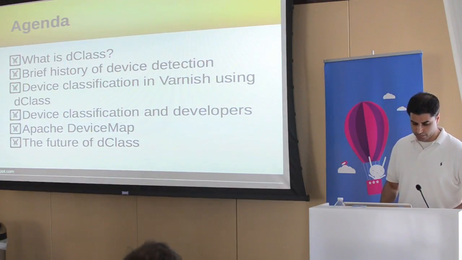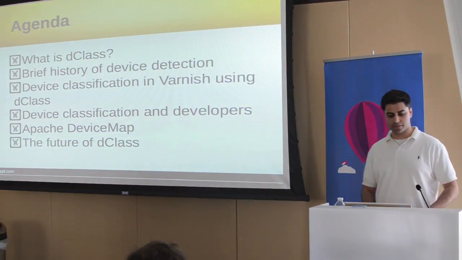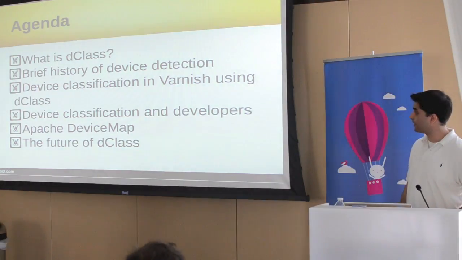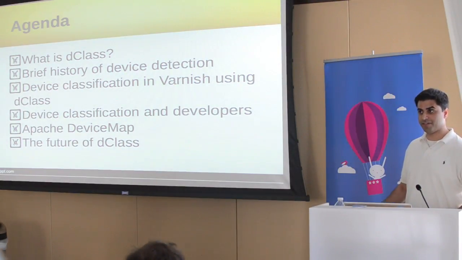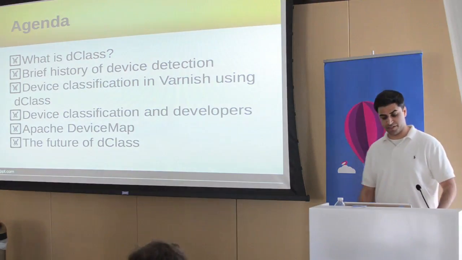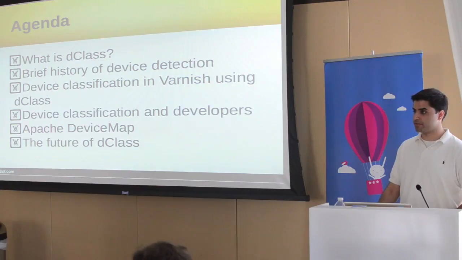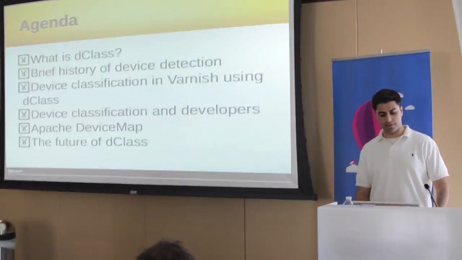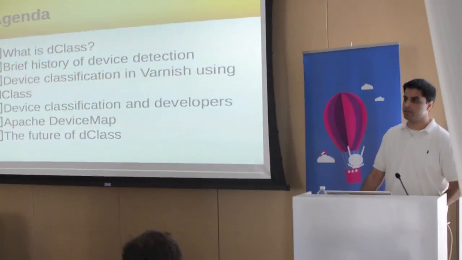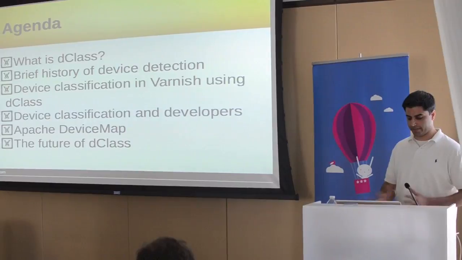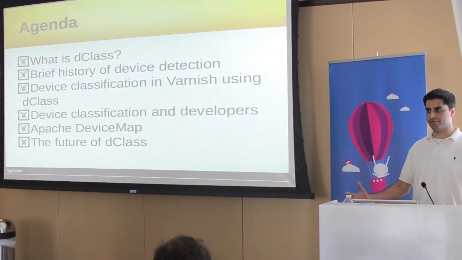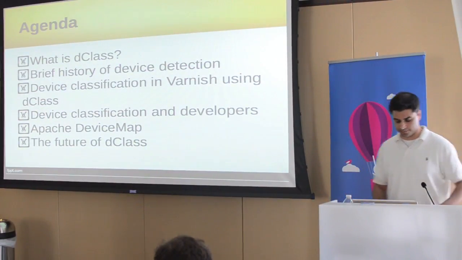So, a quick agenda. What is dClass? A brief history of device detection. I know that's kind of a hot topic for some people. Device classification in Varnish using dClass. What this means for developers. Apache Device Map, I'll talk about that a little bit. And finally, the future of dClass, because the technology is used in many different ways outside of this kind of domain.